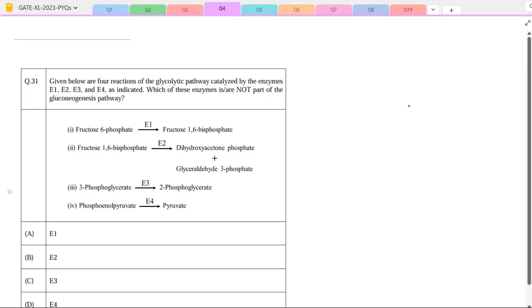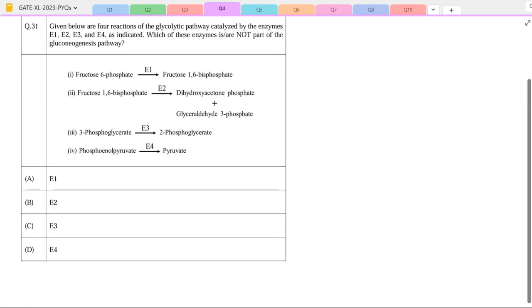So given below are four reactions of the glycolytic pathway catalyzed by the enzymes E1, E2, E3 and E4 as indicated. Which of these enzymes is or are not part of the gluconeogenesis pathway? So here it is important to know that though gluconeogenesis and glycolysis seem a bit confusing, it is important to know which enzymes are common to both and which enzymes are not. So in this case, the correct options are A and D. So since this is just discussing the previous year's questions, I'm not going too much into the details.